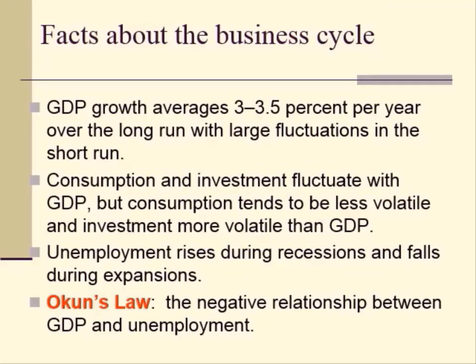Here are some of the facts about the business cycle. 1. GDP growth averages 3 to 3.5% per year over the long run, with large fluctuations in the short run. 2. Consumption and investment fluctuate with GDP, but consumption tends to be less volatile and investment more volatile than GDP. 3. Unemployment rises during recessions and falls during expansions. And finally, 4. Okun's law. That is, there's a negative relationship between GDP and unemployment. In the next 4 slides we'll see data on each of these points.